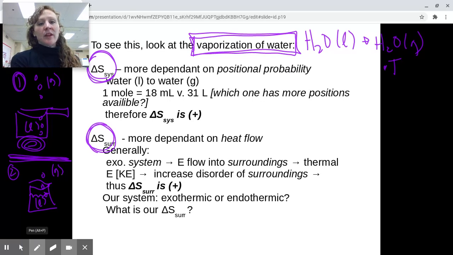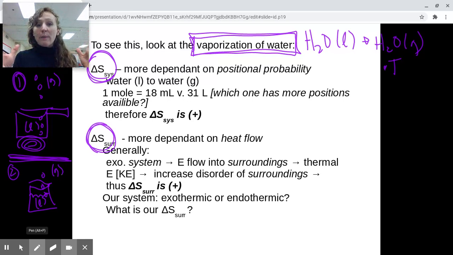However, there's also this idea that we just talked about, positional probability. So think about water as a liquid and how many different positions are available to that liquid. Now, there's quite a few, right? Because the molecules can be variable distance away from each other. The molecules can slide past each other. The molecules can have movement. They definitely do have movement. Okay, so there's a bunch of positions available to liquid.